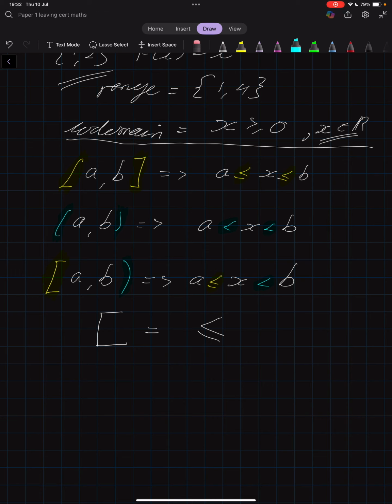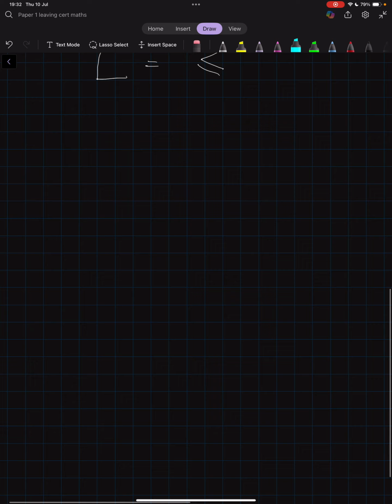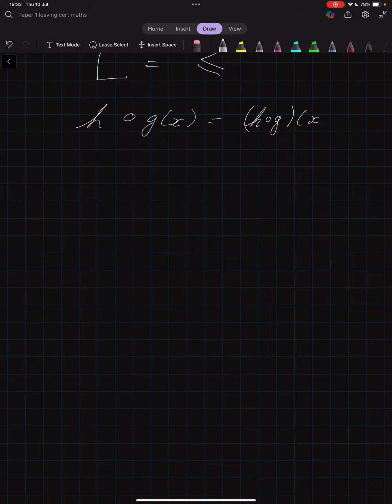All right. Okay. The next thing to do is the composition of functions. So a composition is basically, if you do one after the other, what happens? So a composition is if you have something like h of g of x. This is basically you do g first and then you do h.